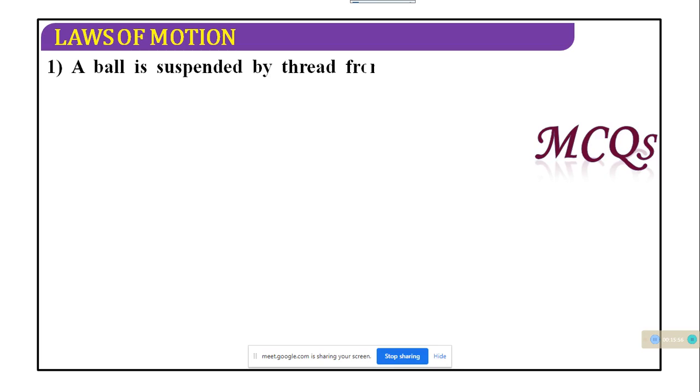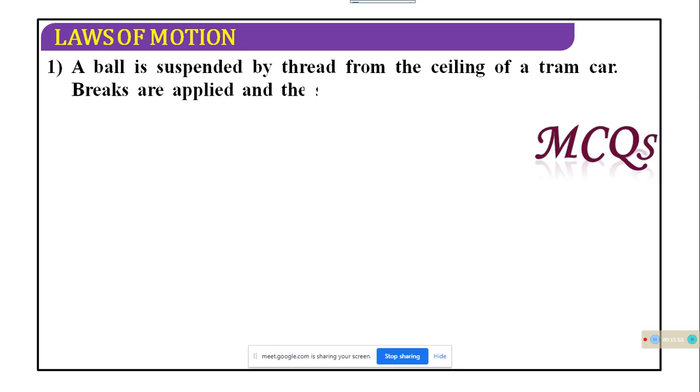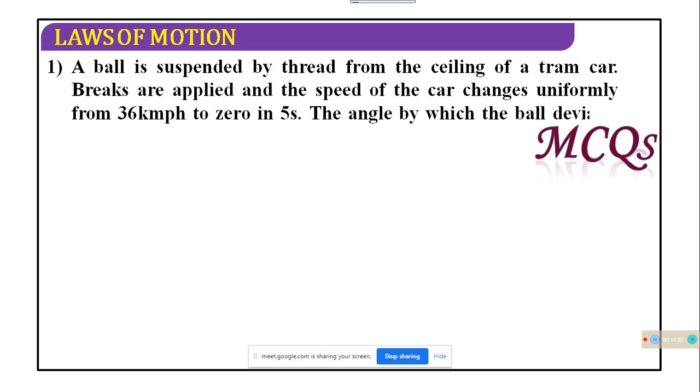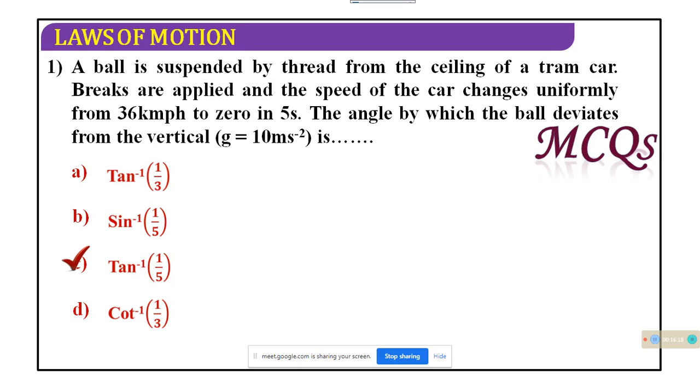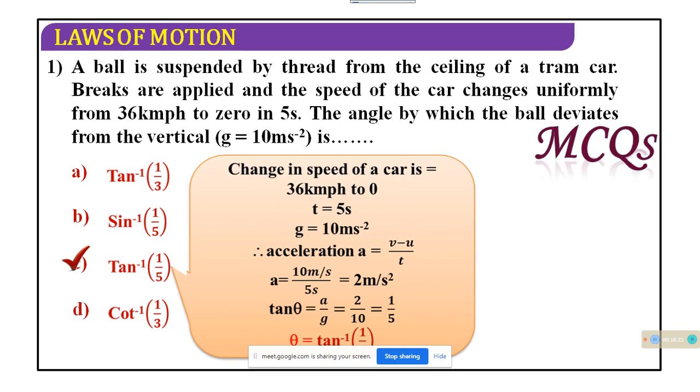A ball is suspended by a thread from the ceiling of a tram car. A brake is applied and the speed of the car changes uniformly from 36 km per hour to 0 in 5 seconds. What will be the angle by which the ball is deviated from the vertical? You know that it will be tan theta. Let me give the solution here.